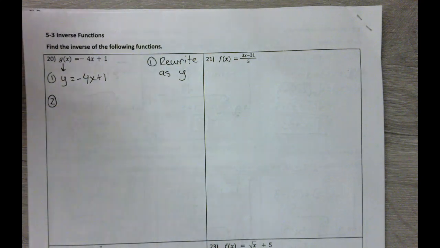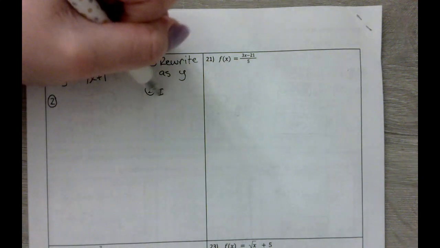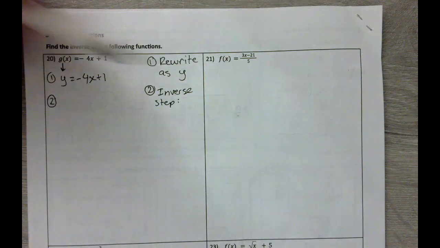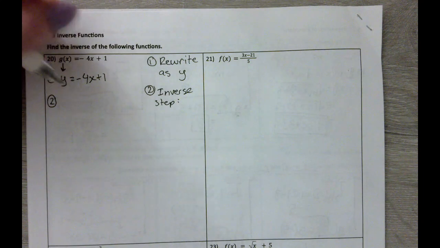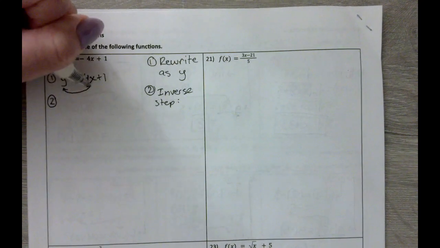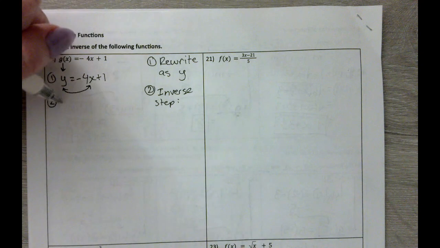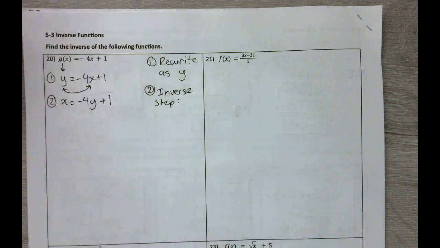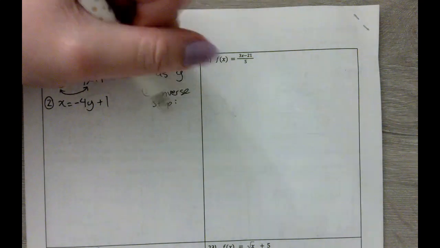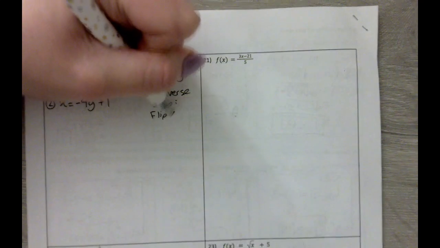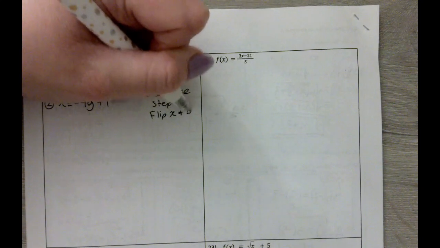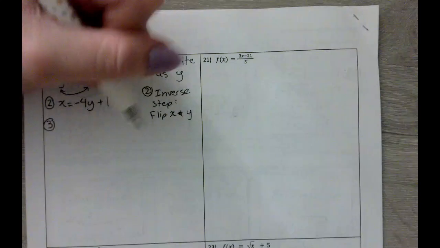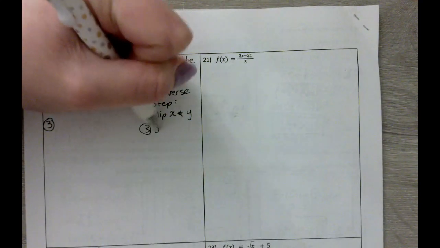Step 2, this is the inverse step. Remember, when you're finding an inverse, all you're doing is switching x and y. So we are now going to have x equals -4y plus 1. Did a little flip-flop there. Flip x and y. Step 3, solve for y.